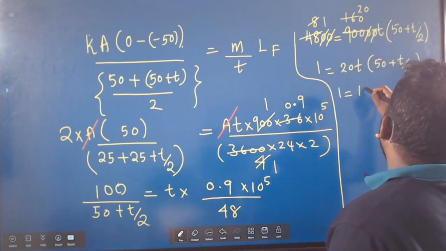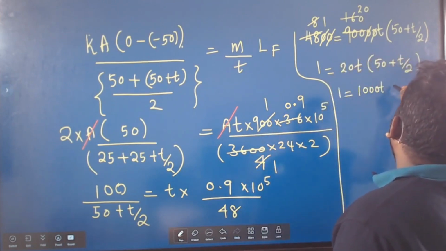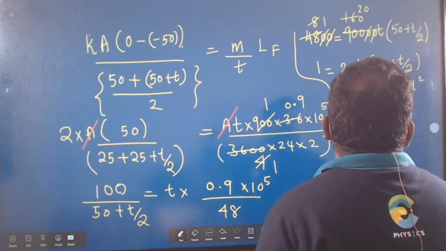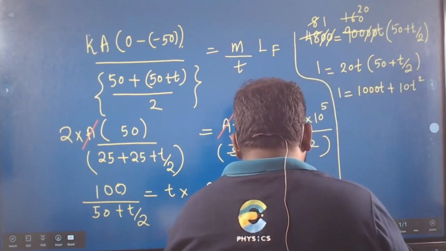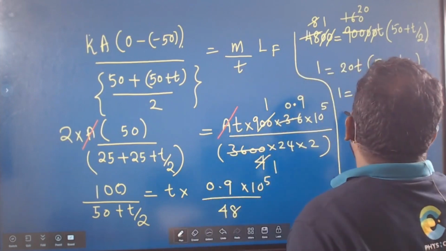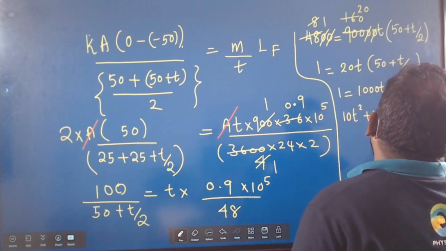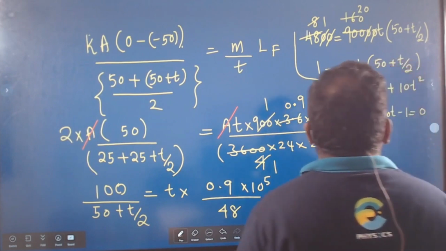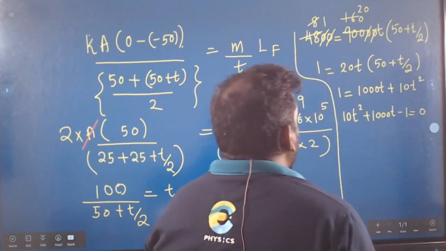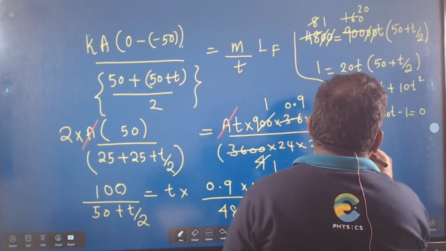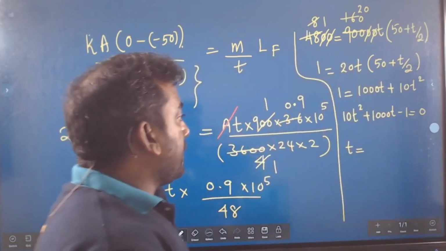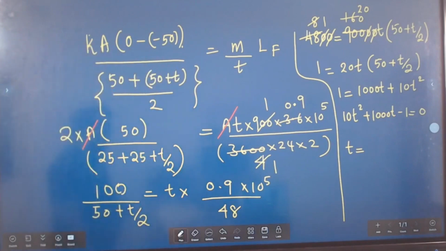Open brackets, 1000 T plus 10 T square. So 10 T square plus 1000 T minus 1 is 0. From here, the added thickness you can find. So these are also a way to solve the problem.